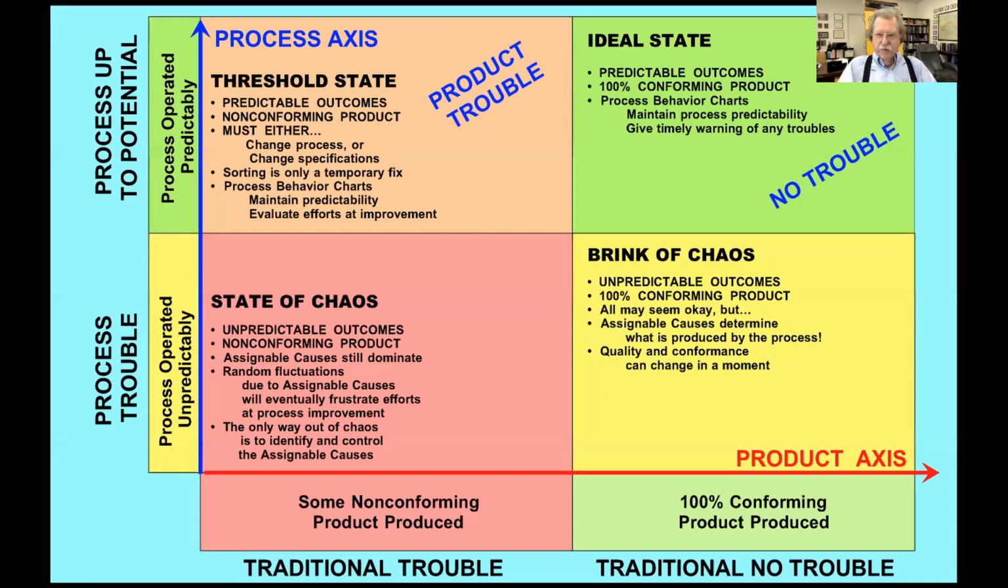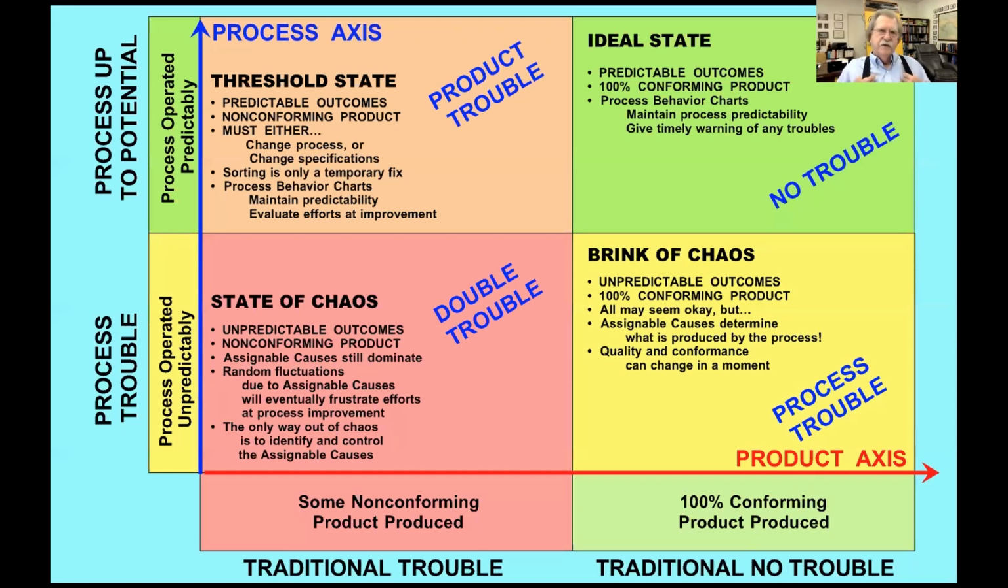Now, the third of these states I call the brink of chaos, and there you've got process trouble. But the fact that you're shipping 100% conforming product will lull you to sleep. Everything is just fine. But the fact that your process is operating unpredictably means that it's just a matter of time before you're going to be in the state of chaos.